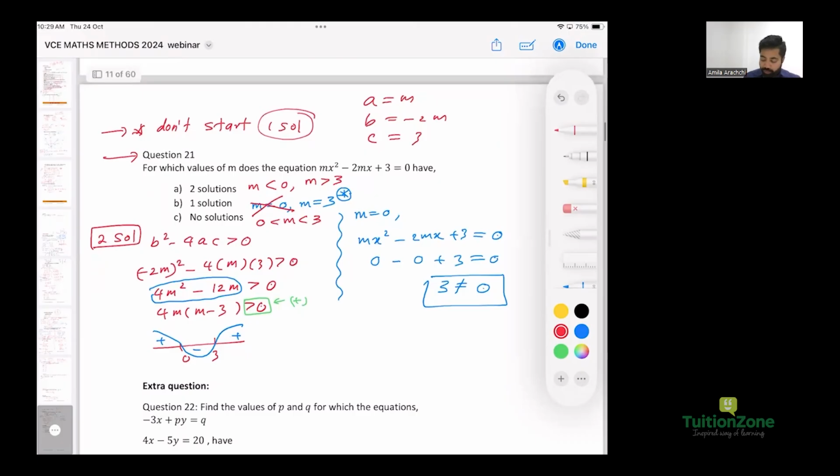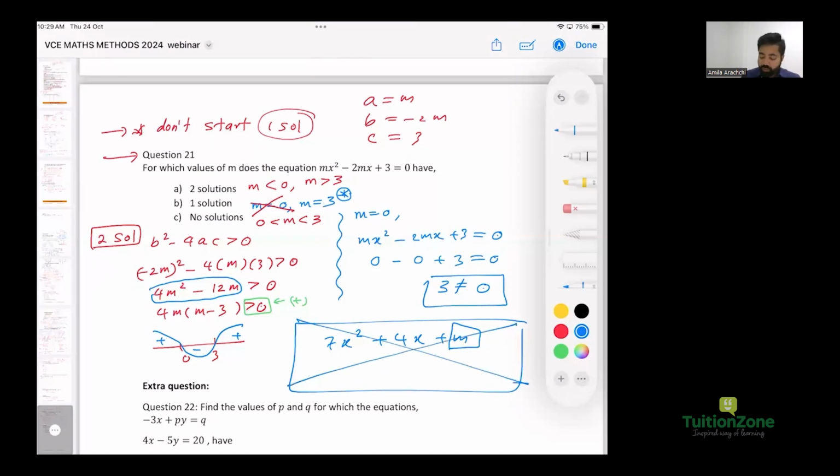Because in case, imagine if the equation is something like 7x squared plus 4x plus m. In this scenario, if you make m equals 0, still fine, isn't it? It's still a quadratic equation because m is only here. That's why if you see m equals 0, or the value is 0, double check by subbing in. So for one solution, the only option is m equals 3.